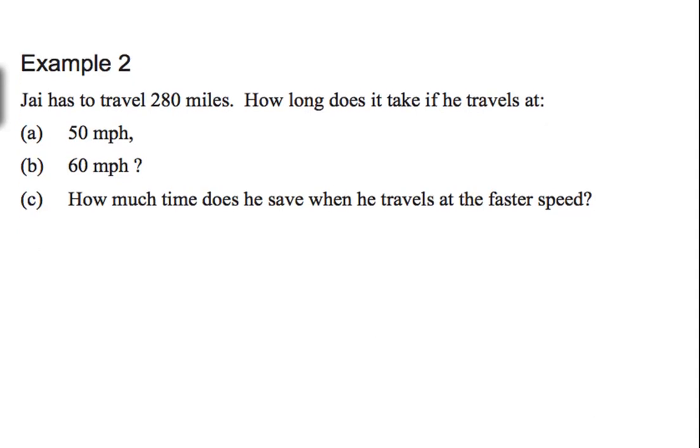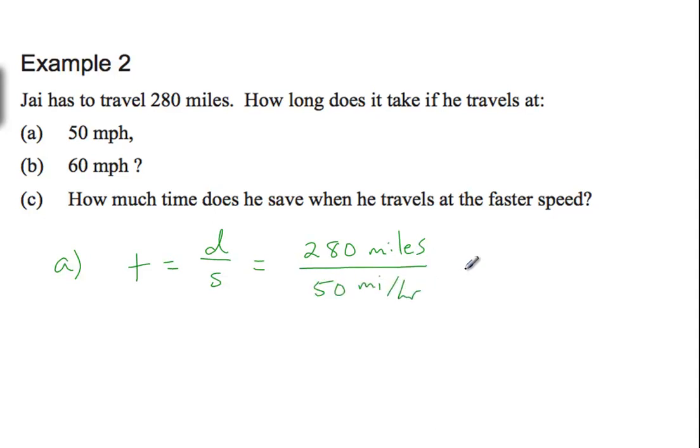Example 2. Jai has to travel 280 miles. How long does it take if he travels at 50 miles an hour, 60 miles an hour? And then finally, how much time does he save if he travels at the faster speed? So just like the first example, distance over speed. Here we're going 280 miles, and we're doing that at 50 miles per hour. And 280 divided by 50, if we use our calculator, will come out to 5.6 hours.